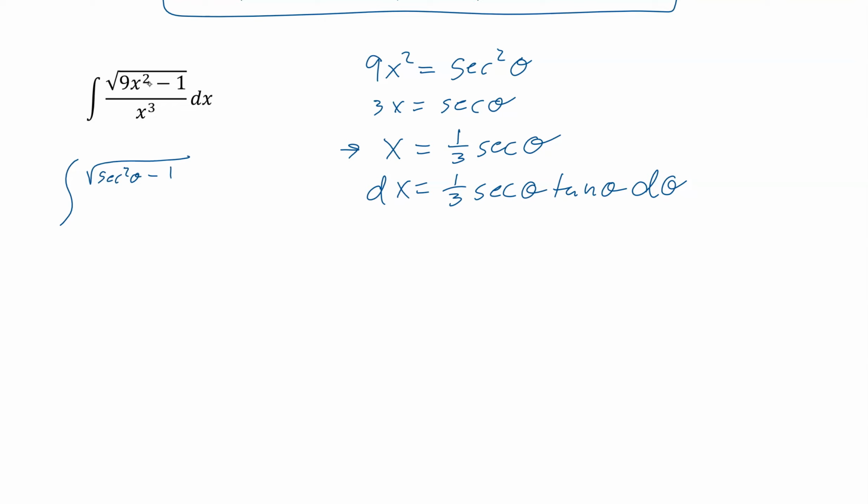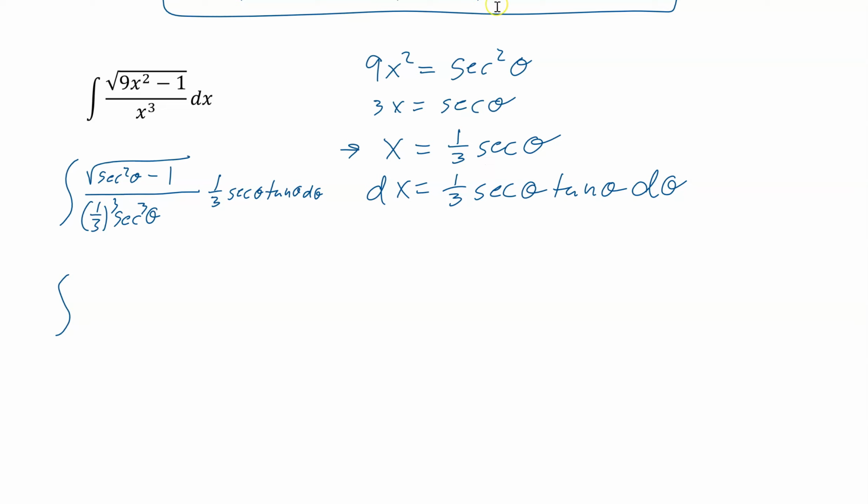Secant squared theta minus 1 over. But now that's an x, so we have to use this one. So that would be 1/3. And I recommend just leaving it like this. You'll see why when we start to simplify. And then 1/3 secant theta tangent theta d theta. All right, now we're going to put it all together.